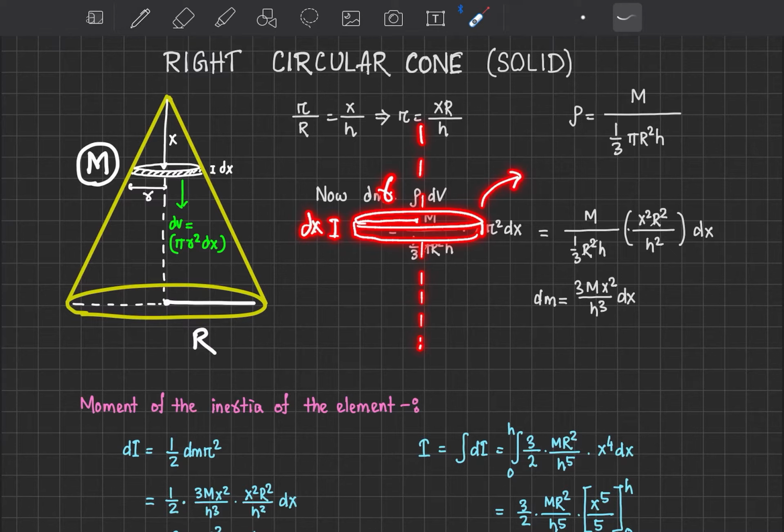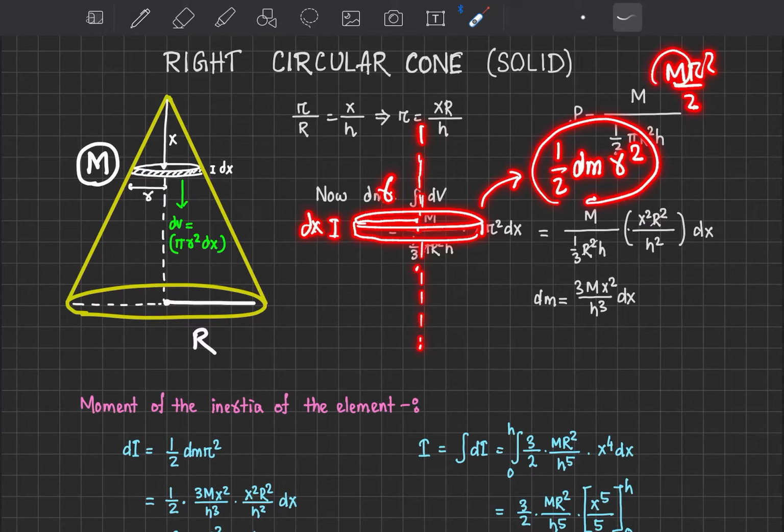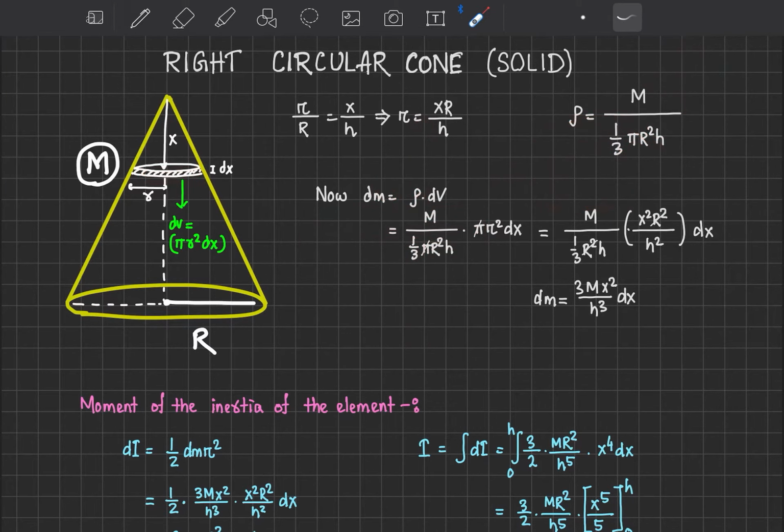In this case the moment of inertia for this disc should be half dm, the mass of this disc, into r square. Because the moment of inertia of a disc about an axis passing through its center and perpendicular to its plane is m r square by 2. Here for this disc we write m as dm, and the radius is small r, so we write dm into r square by 2.